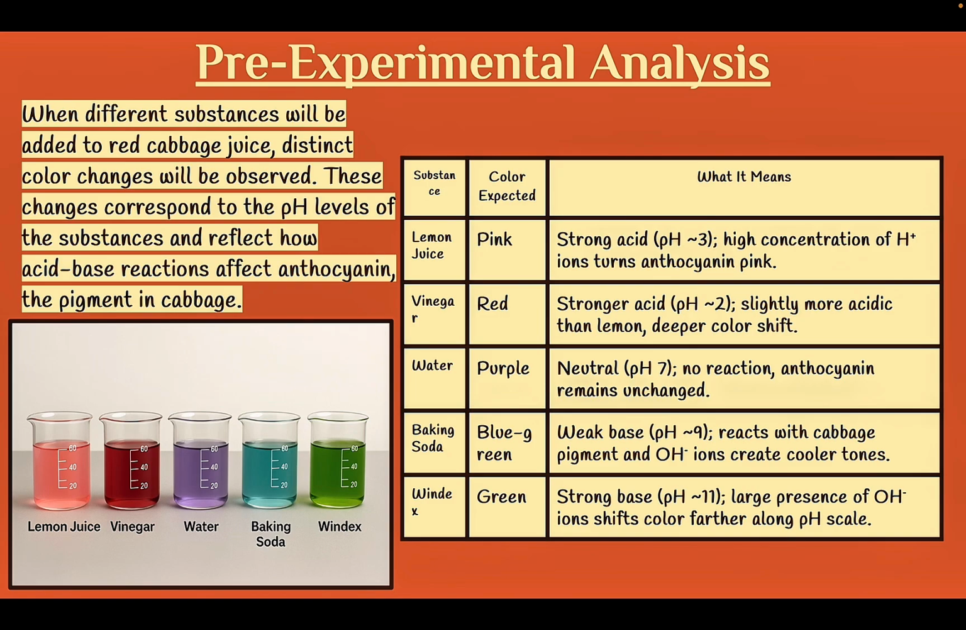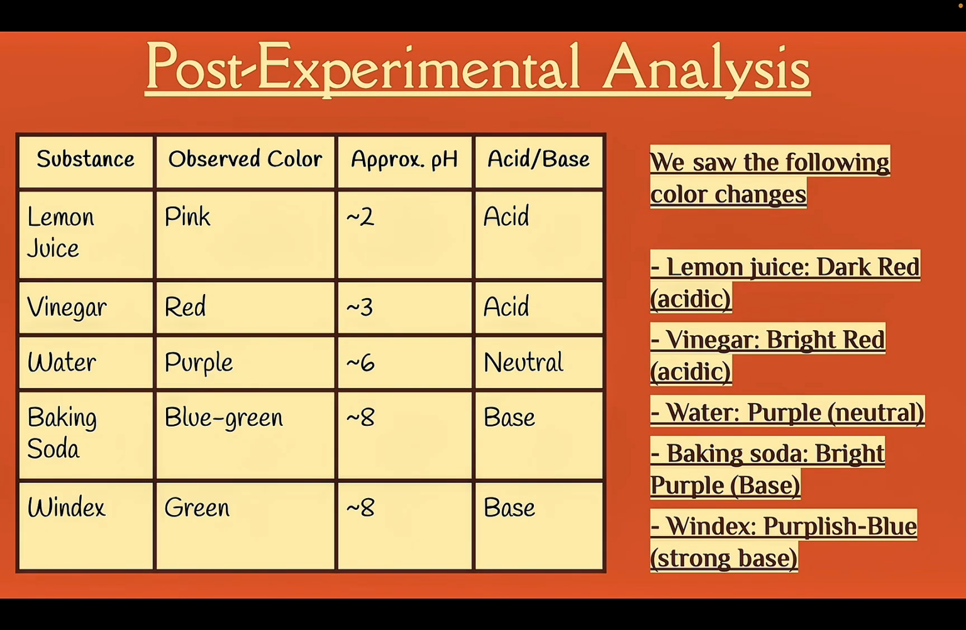But before that, you can see this picture. This is what we expect. So you can see the different colors based on the pH levels of each experimental substance. Now, post-experimental analysis. So we have a little bit of changes.